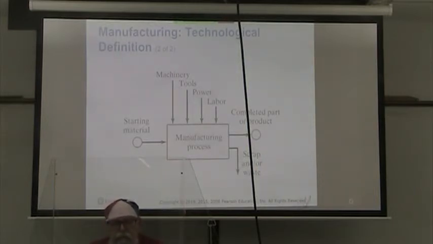All right. So within this definition, we can envision using this diagram that we have material that is coming into the process. We have machinery, tools, power, and labor. Not all of these necessarily have to be in place. For example, machinery and power might not be needed, depending on how complicated a part or product we're talking about. This produces a completed part or product, and we may have waste or scrap that comes out of the process.